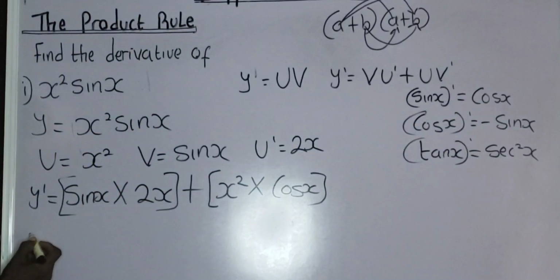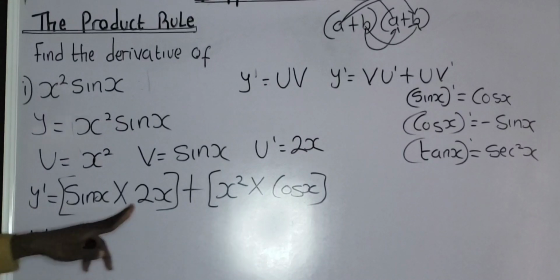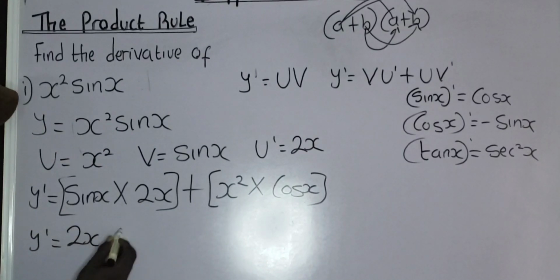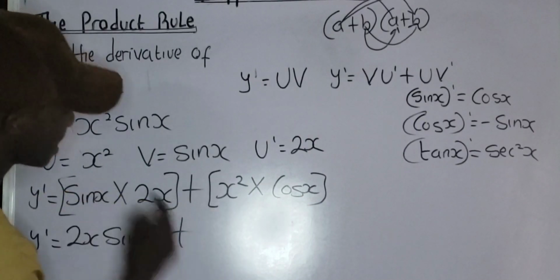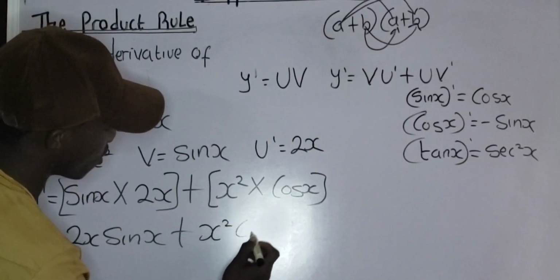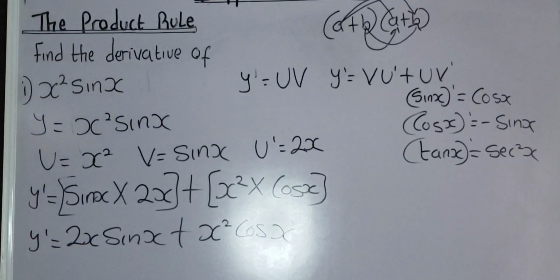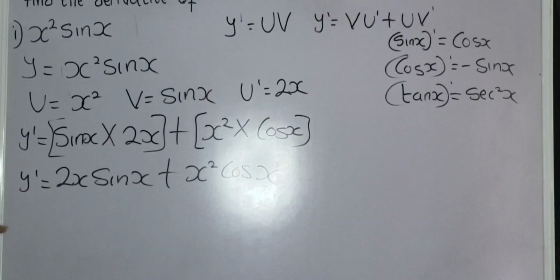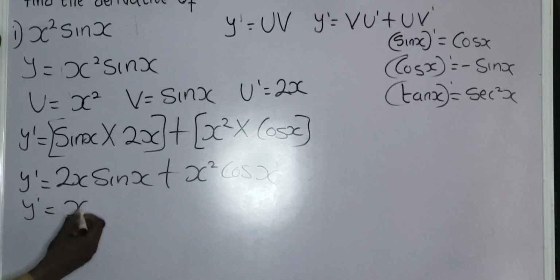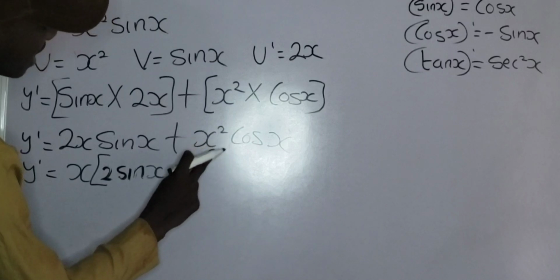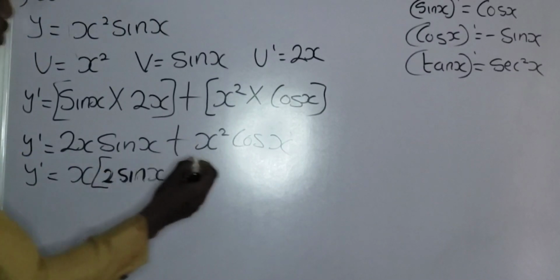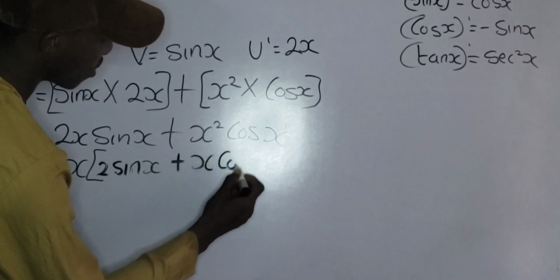Now let us proceed. The derivative of y equals sine x multiplied by 2x, that is 2x sine x, plus x squared multiplied by cos x, that is x squared cos x. Is there anything that can be factorized? We can only factorize x. The derivative of y equals x into bracket 2 sine x plus, since I've already factorized one x, x cos x.